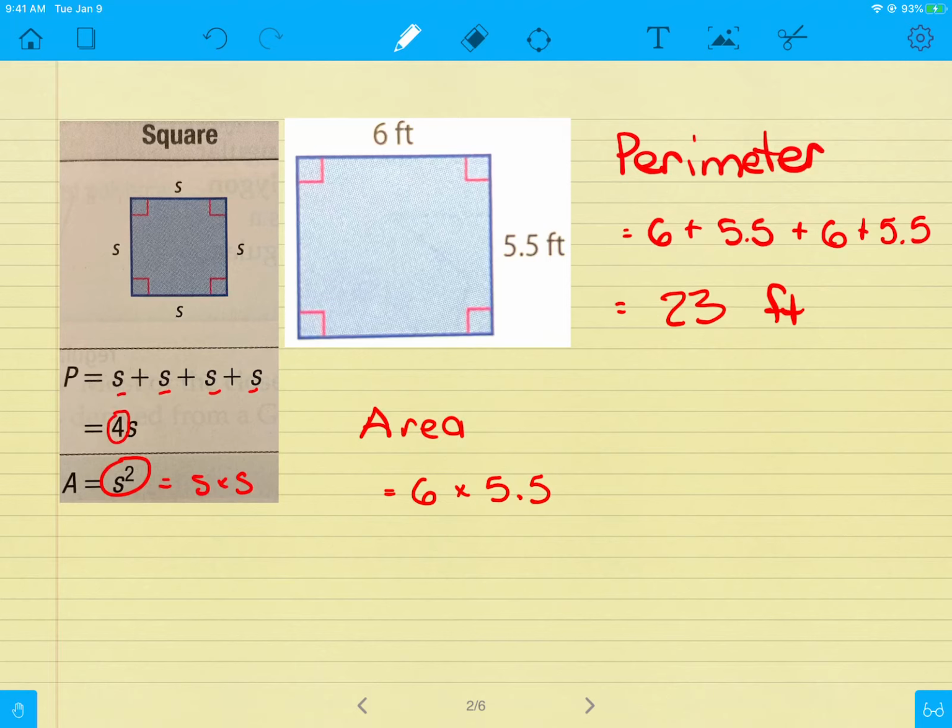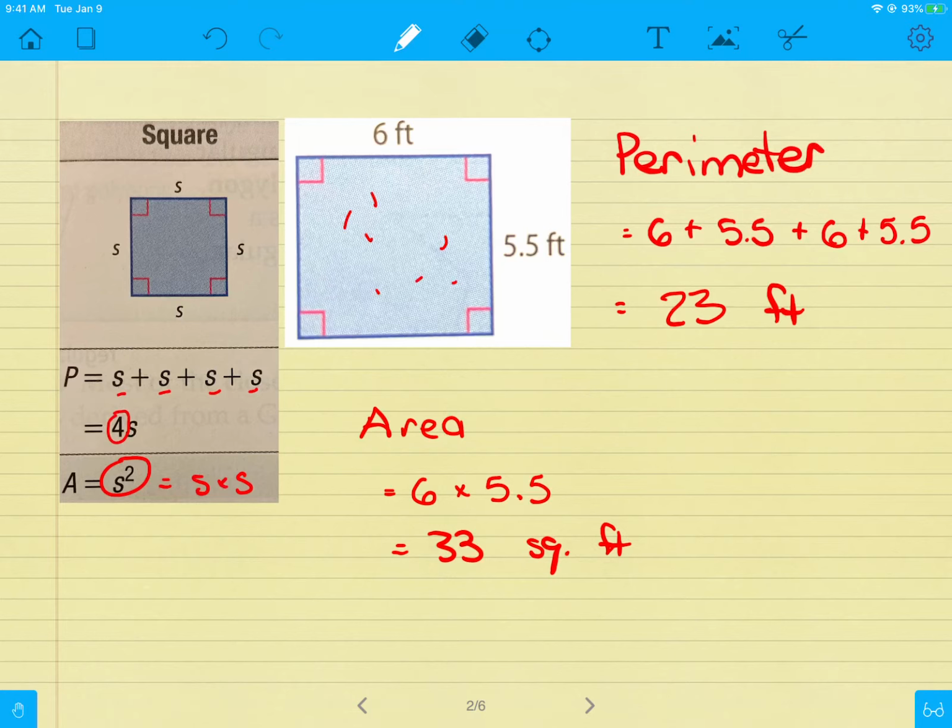So in my case, 6 times 5.5, I'm getting 33 on a calculator. And the label would be square feet. Again, if you're doing the Google form, you don't need to put in a label. You can just type in your number, 33. But again, that's area. It's how many little square tiles would be in the surface of this object on the inside.